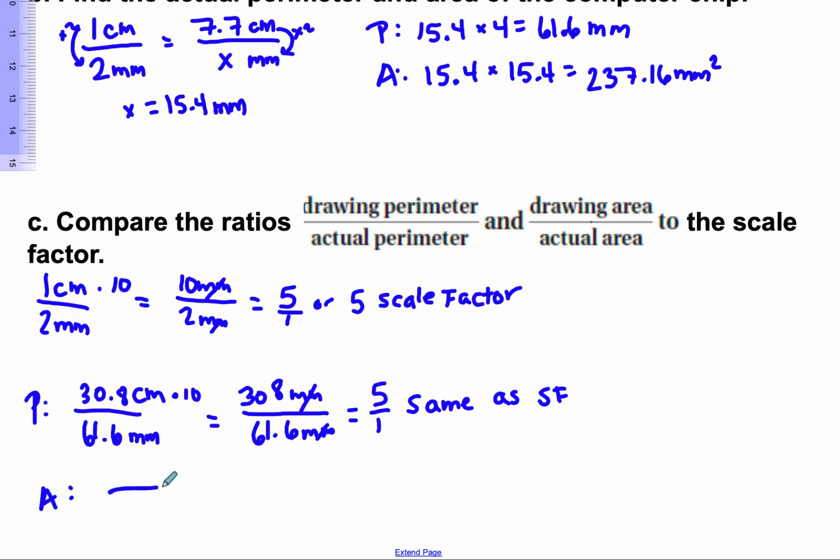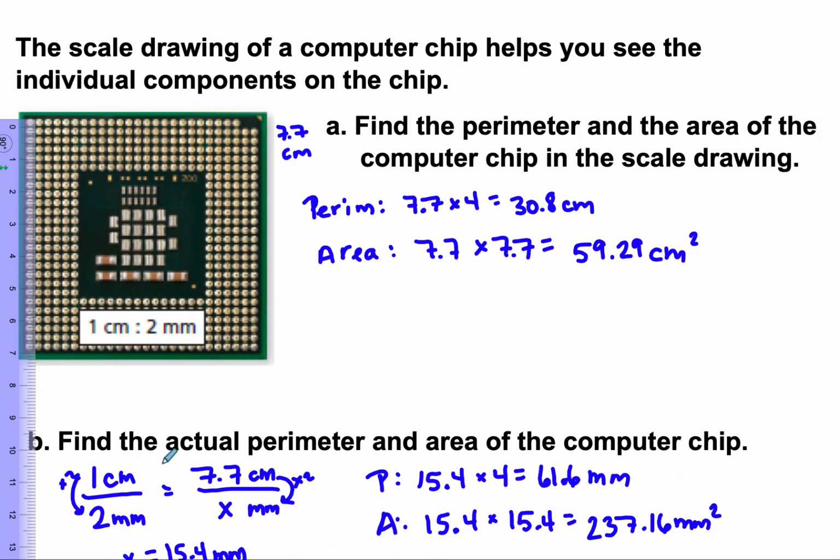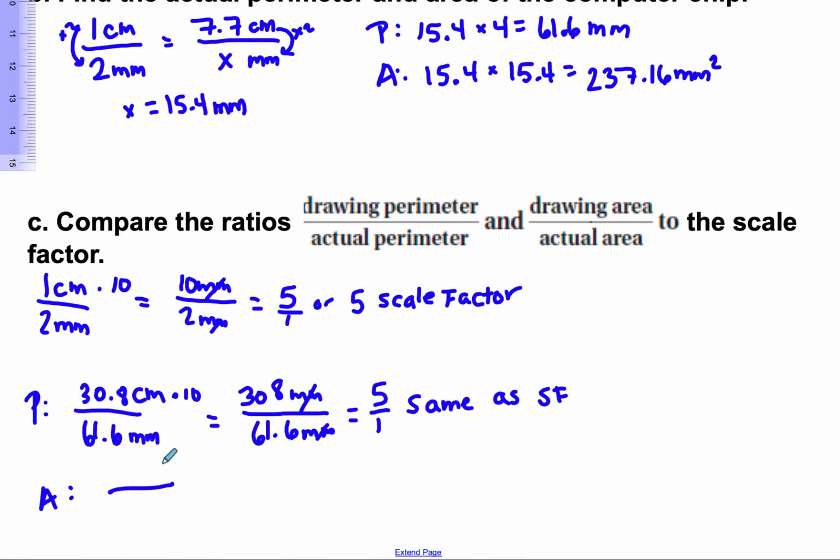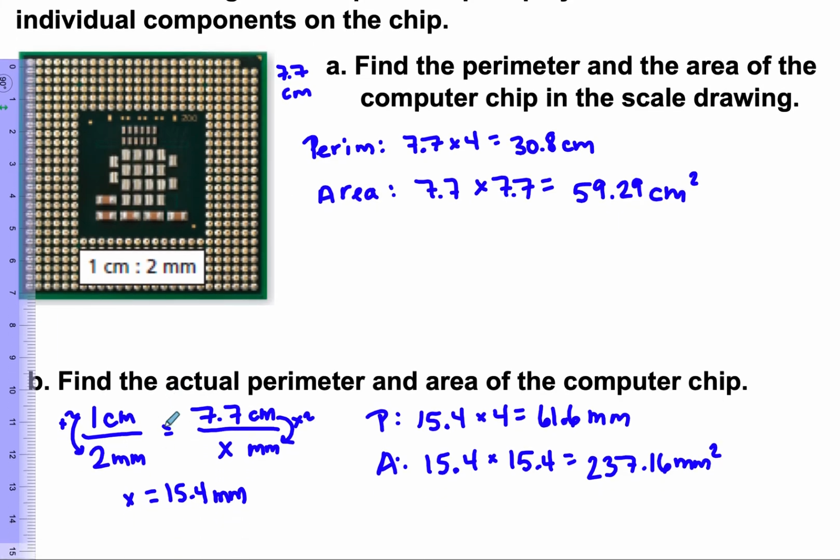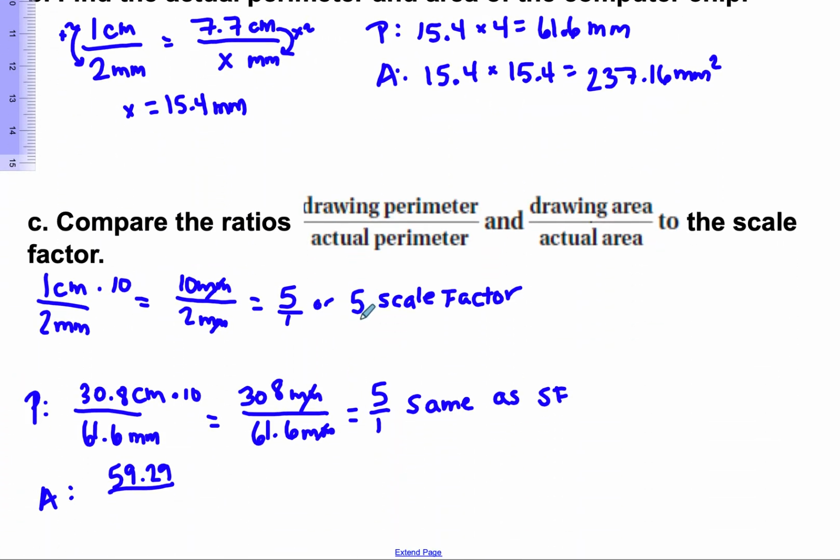Okay. So my area on the top, 59.29. Okay, did I get that right? Yeah, 59.29 centimeters squared. All right, and then my area on the other one was 237.16 millimeters squared. Here I have 2 centimeters.